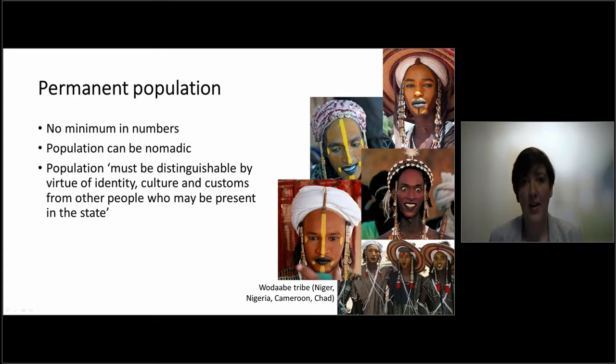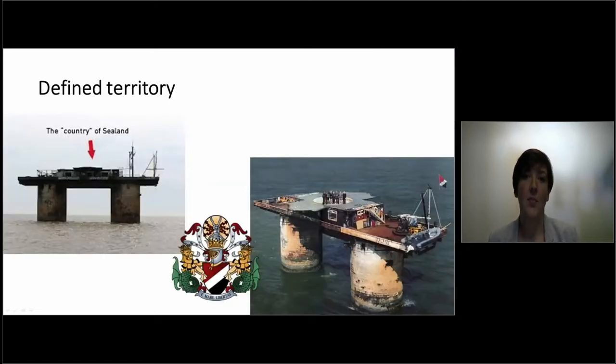What you do need is a population that can be distinguished from others within the territory. And they can be distinguished based on their culture, on their habits, on their identity. If you can have a certain culture or identity, then you know that it is a population, part of a state. Then we move on to the territory. So the state must have a certain defined territory.